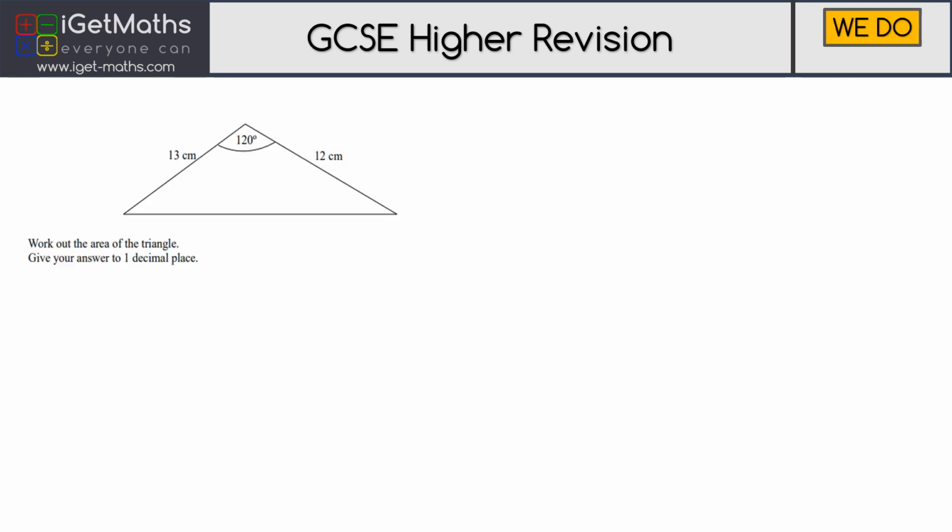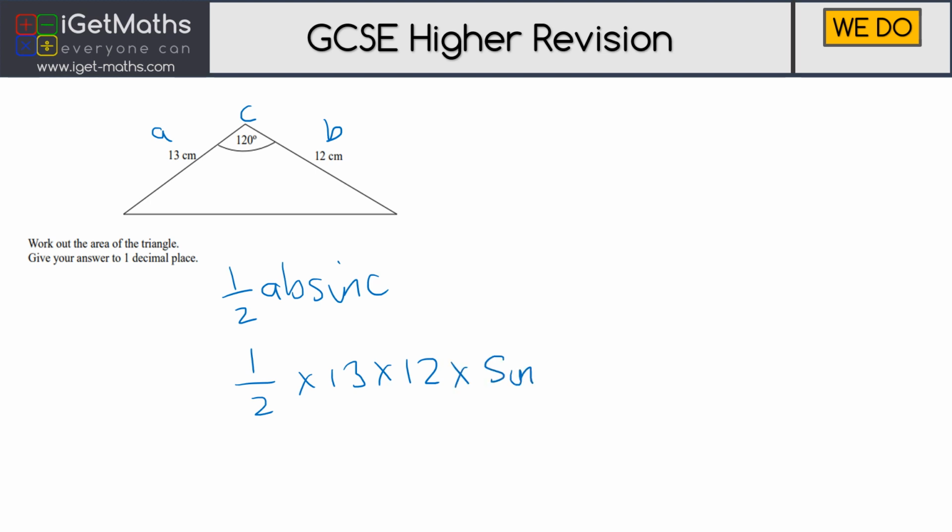Okay, so you need to work out the area of a triangle, give your answer to one decimal place. This is a non-right angle triangle, so remember the rule for a non-right angle triangle is half AB sine C. And quite simply, your angle is going to be C, and either side is going to be A or B. It doesn't really matter which one, but we'll go with 13 for A, and B is going to be 12. So we've got half times A, which is 13, times B, which is 12, times sine C, which is just sine 120.